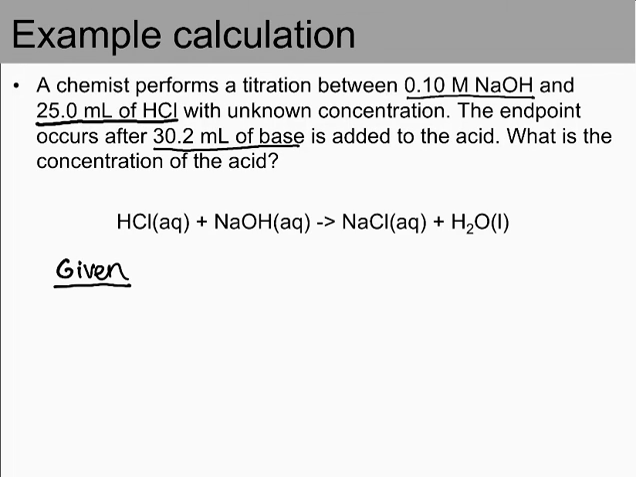So you can see we're given the reaction equation up above. So that's great. We can then use the ratio between acid and base. But we're also given that we have a 0.1 mole per liter solution of NaOH. So I'm just taking that capital M and writing out the full units of moles per liter. We're also told that we added 30.2 milliliters of NaOH to our acid.